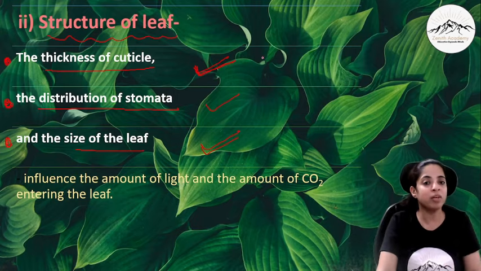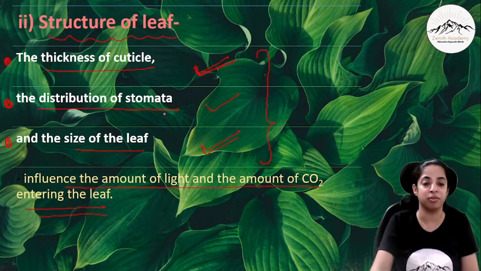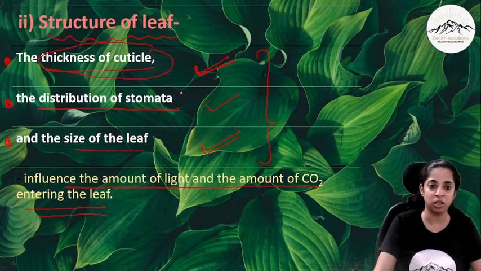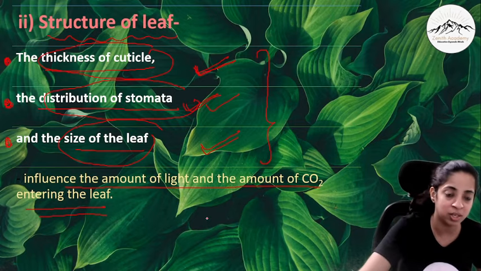So I hope you have understood how structure of leaf also influences the amount of light and the amount of carbon dioxide which is entering the leaf. So the amount of light is determined by thickness of cuticle and the size of the leaf, and the distribution of stomata influences the amount of carbon dioxide that is diffusing in the leaf. I hope it is clear.